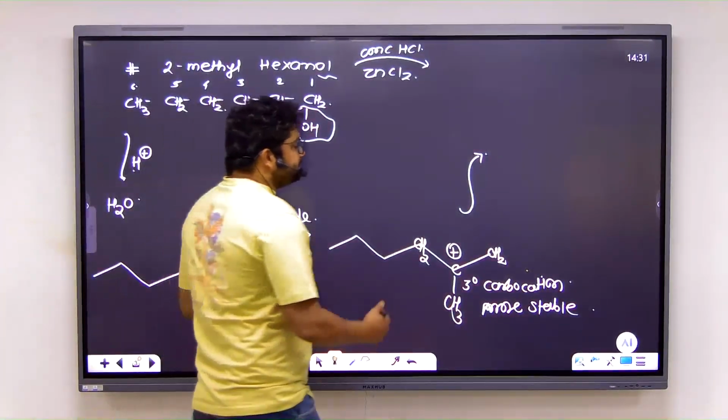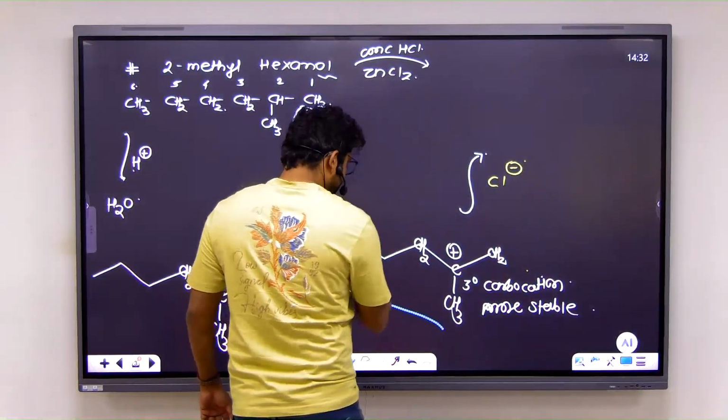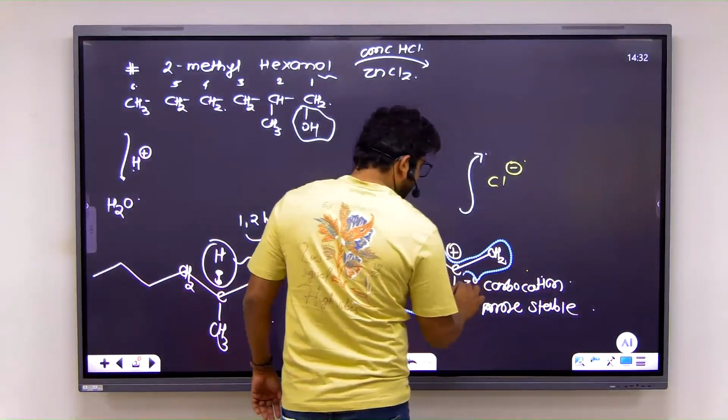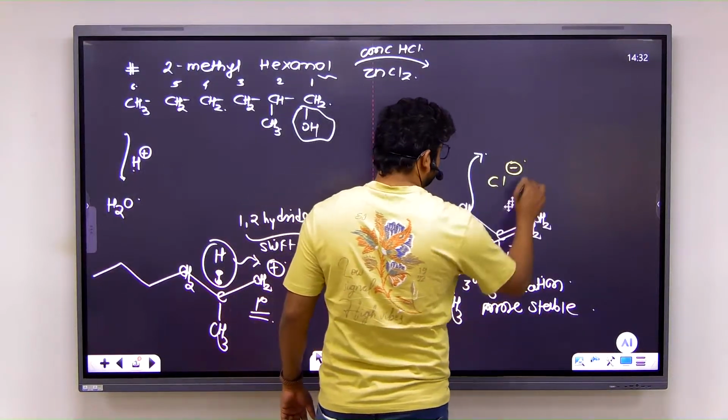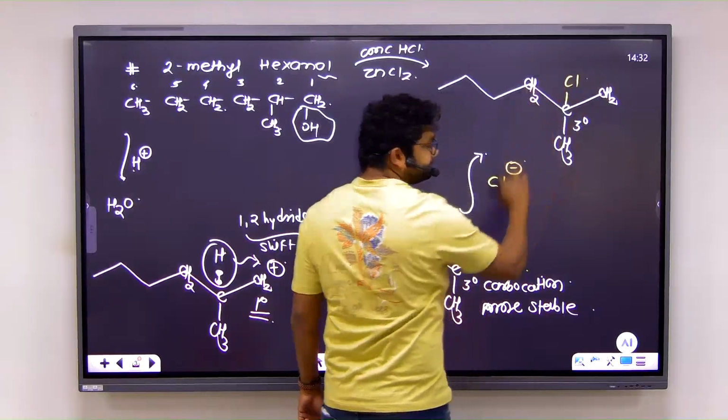Let's try to understand. The last attack will be given by the chloride, and your tertiary carbocation now has an attack of this chlorine, like that.